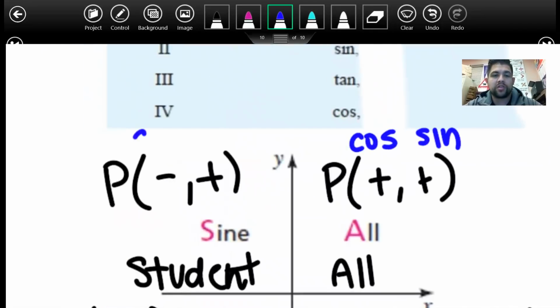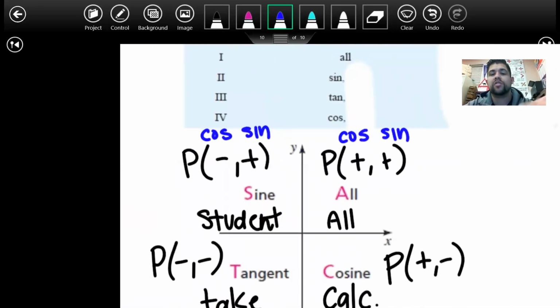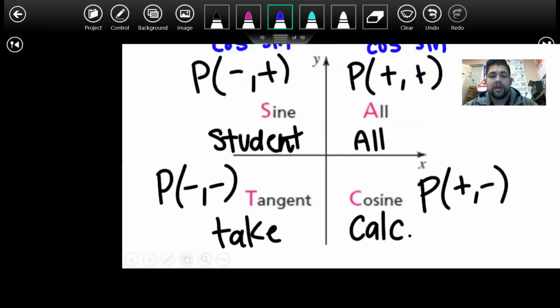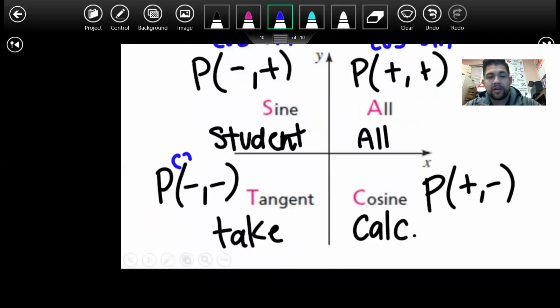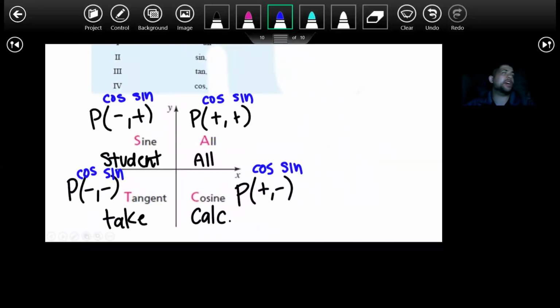Okay, so the next one will be cosine and sine. Well, the only thing that will be positive in this quadrant is sine. Tangent and cosine will both be negative. And then again, cosine, sine, the ratio between them is going to be positive, and then cosine and sine. So maybe I'm confusing you more than I need to, but just understand that you have these function values.